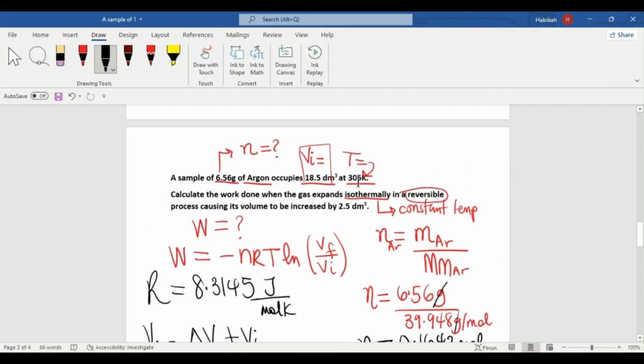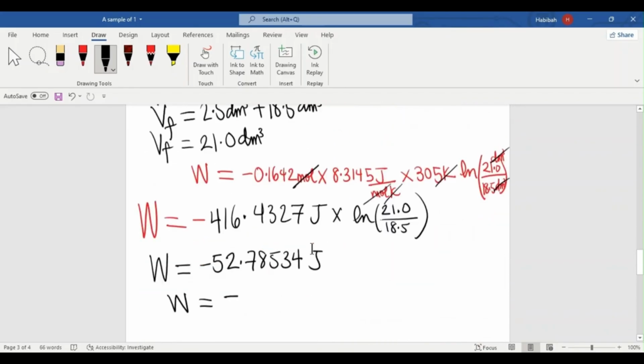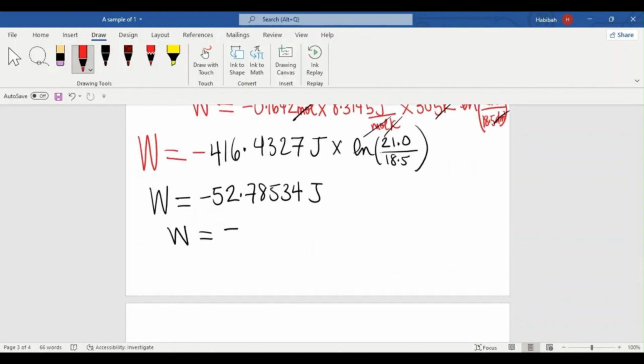So you have three sig figs for the mass, three sig figs for the initial volume, three for the temperature, and the final volume, when you add it to the initial volume, you end up with 21.0. That's also three sig figs. That's how you do it in chemistry. For your calculation, you have to round it to the sig figs that you're supposed to be using. So we are supposed to be using three sig figs here. So that's going to be negative 52.8 joules. This is basically the work done for this question.